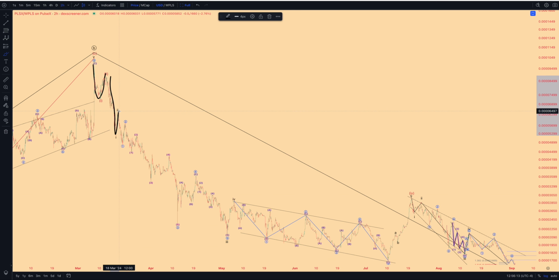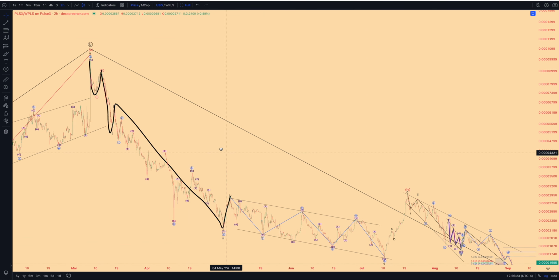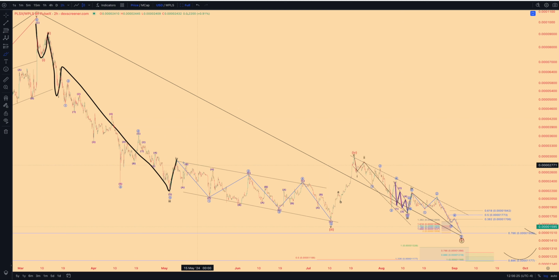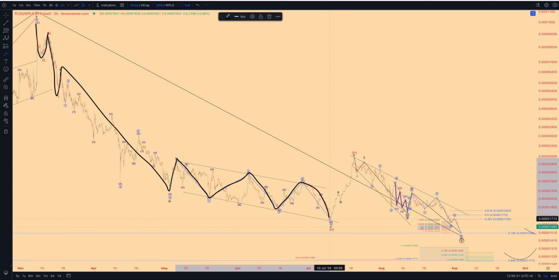Wave 1, 2, 3, or sorry, this would be 1, 2, 3, 4. And then for your fifth wave of your third wave, you have what's called an ending diagonal. So a 3-wave move within each of the waves. And then we rallied by over 70% for your wave 4, but then it just ended up getting sold off for a wave 5 to the downside.